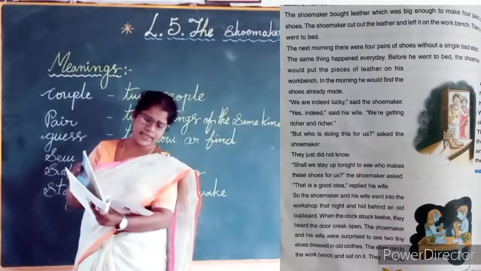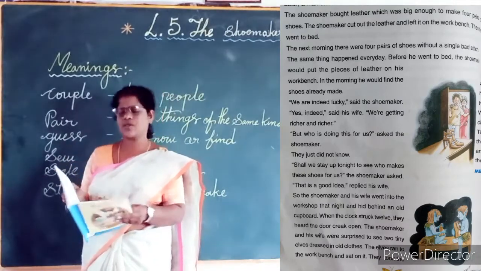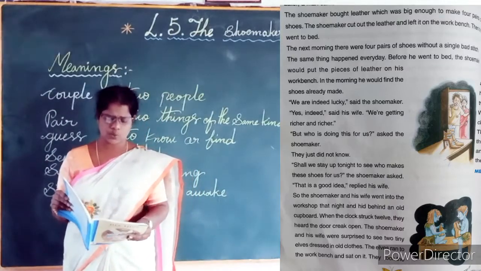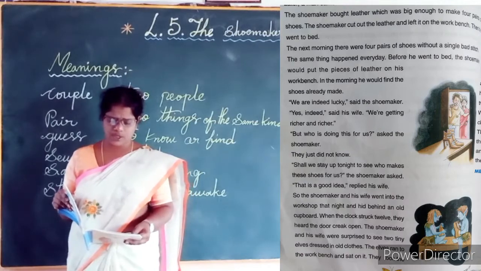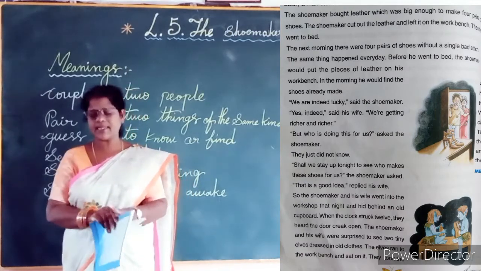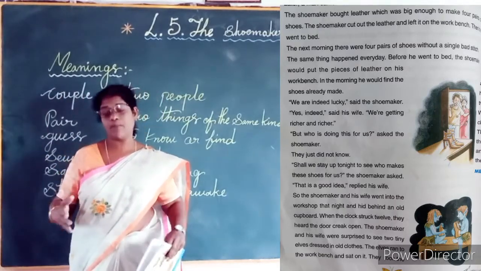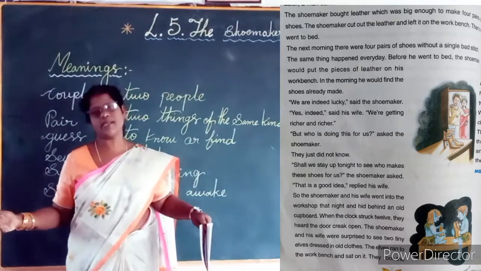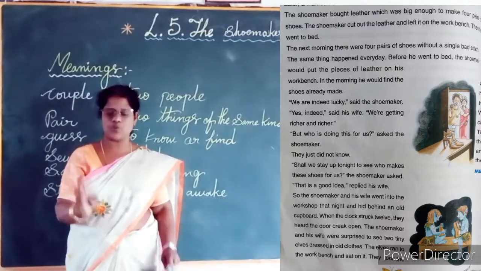Next, later a man came into the shop and bought both pairs of shoes. As usual, the customer came and he bought the shoes. Next, the shoemaker bought leather which was big enough to make 4 pairs of shoes. Again the next day he bought some more leather pieces. Now he bought a big leather piece. Why did he buy a big leather piece? In order to make 4 pairs of shoes.